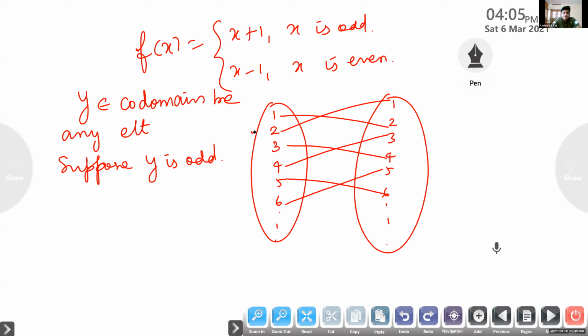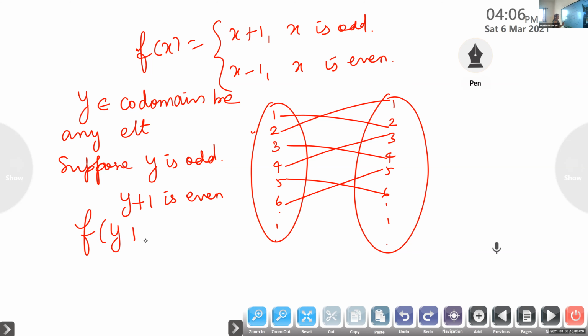Yes, ma'am. So, suppose y is odd, then y plus 1, is it even? Look at the pre-image. If y is odd, what about y plus 1? Is it even? Y is an odd number. When you add 1, will it be even or not? Yes, ma'am. So now, what is f of y plus 1?